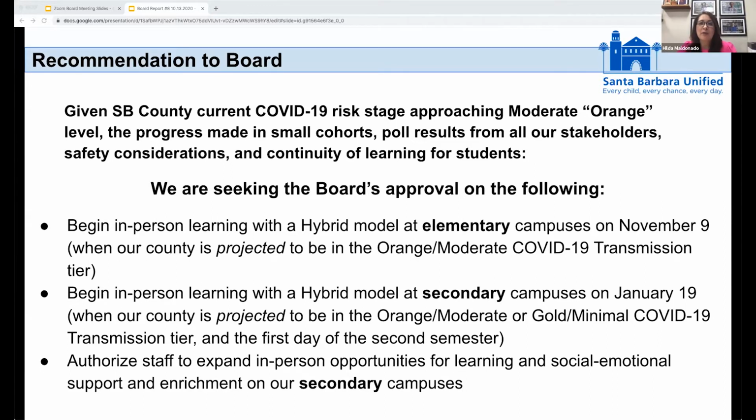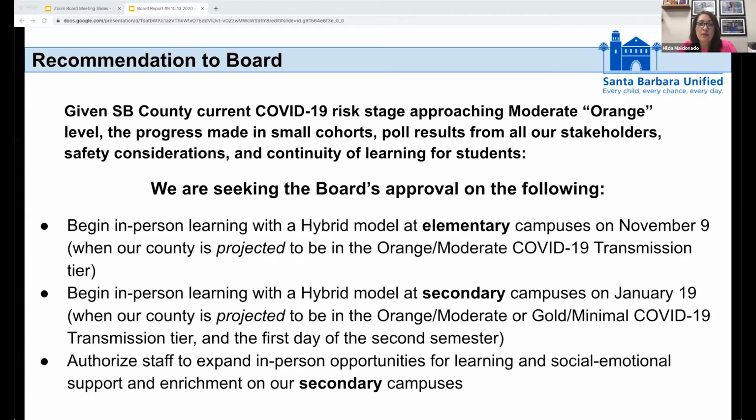Great. So board members, today we're bringing you a picture in time of our staff and families' preferences for in-person reopening. You'll have some quantitative data, some qualitative data to consider. And I want to remind you, just as we saw now, that as conditions change, data will continue to shift.